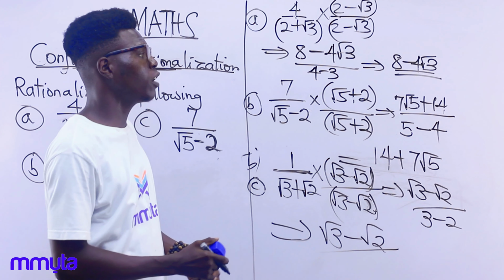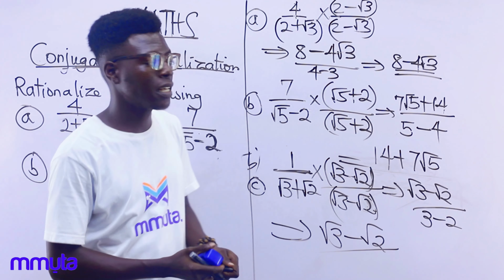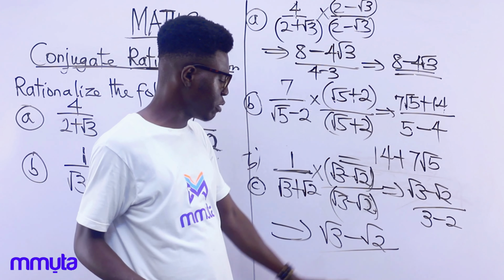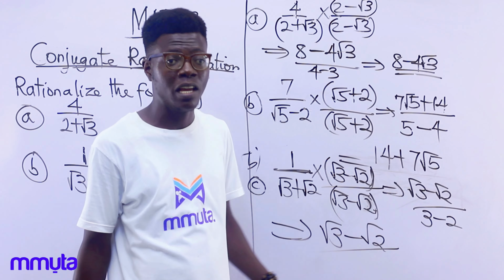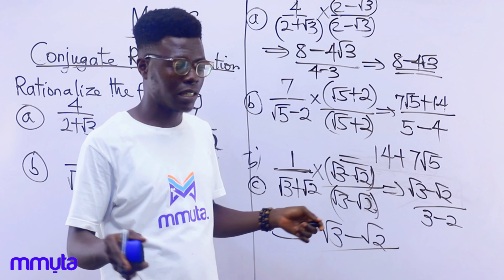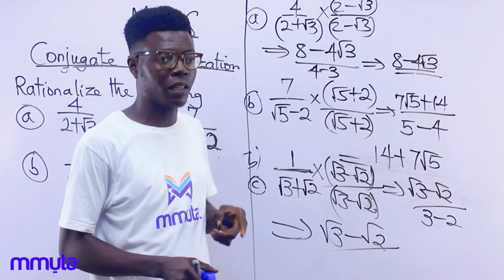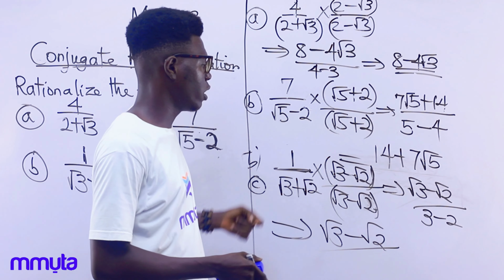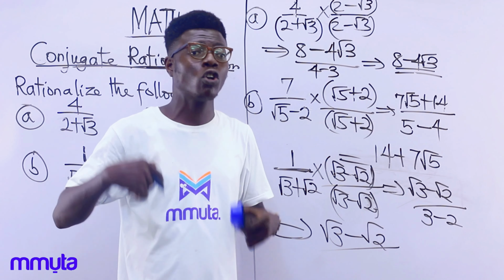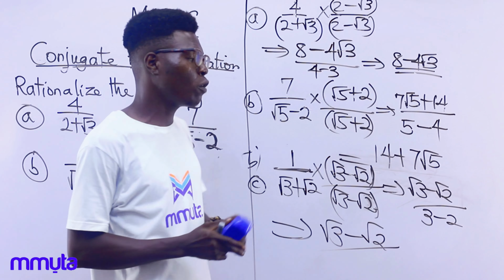Please do not think or say that because we had 1 here, 1 here, and 1 here, all your denominators will give you 1. No, that is not the case. You understand? We actually chose this question from the textbook. So in our next video, we are going to do rationalization where the final denominator will not be 1.